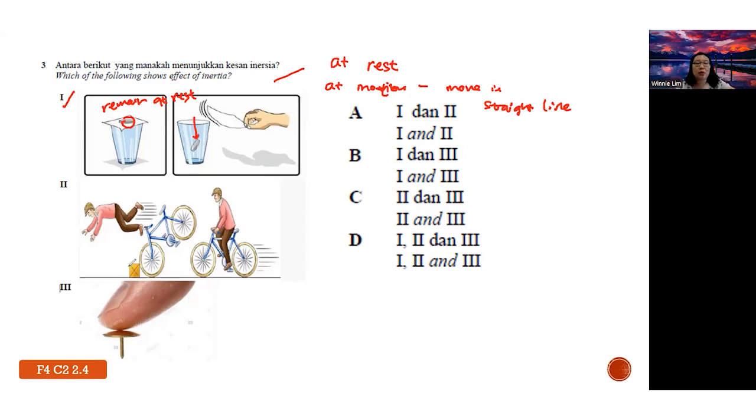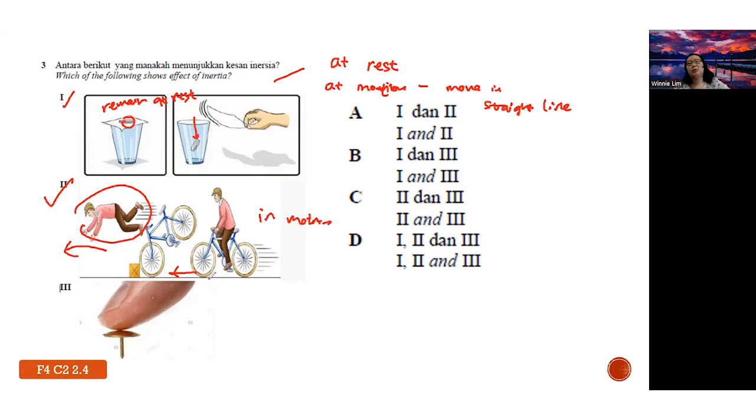Then number 2, why will this guy actually be thrown forward when it moves, and not because of some obstacle? Because now he is in motion, so that's why he has the tendency to keep on moving. That's why when there is some obstacle that stops the bicycle, he still has the tendency to move forward. That's why he is thrown forward. So this is also the inertia idea.